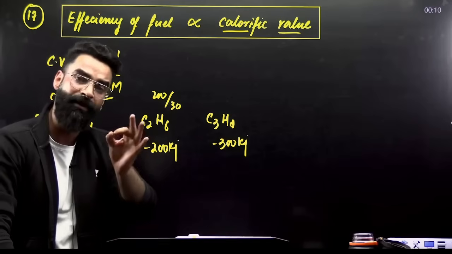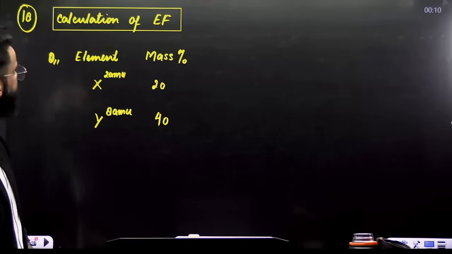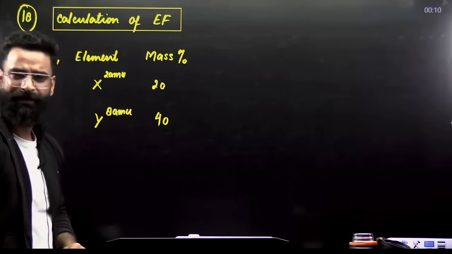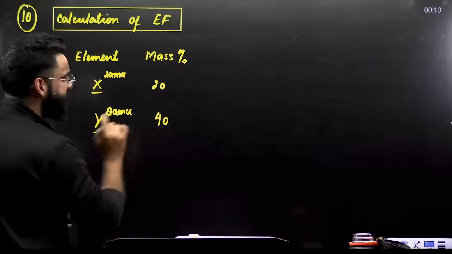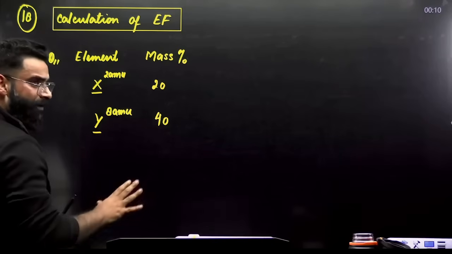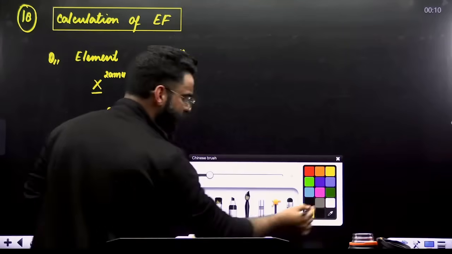So the more the calorific value, the better the quality of the fuel. Similarly, calculation of empirical formula. They'll give you certain elements X and Y, and their mass percentages will be given. There is a compound with 2 elements, X and Y, their mass percentage is given, and they'll ask you to calculate the empirical formula.